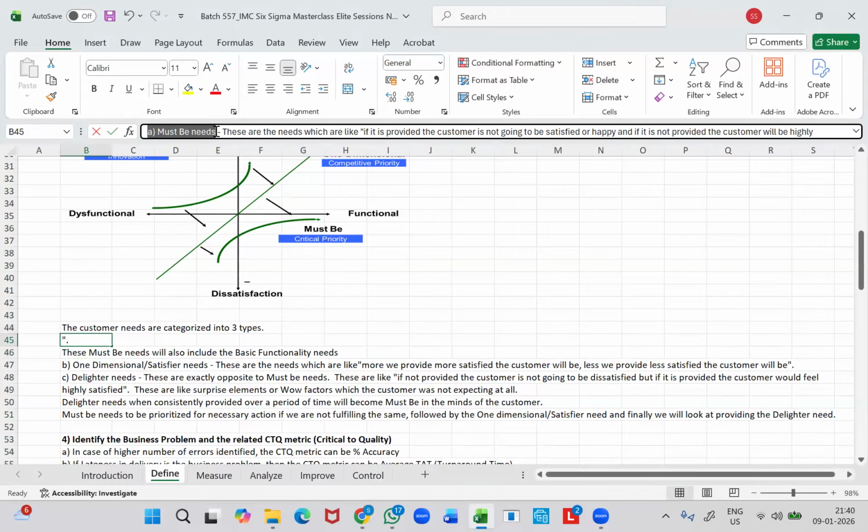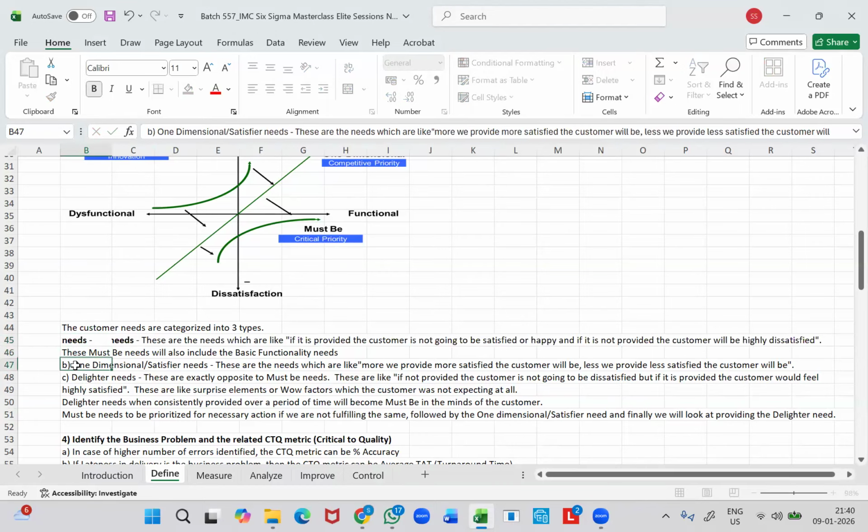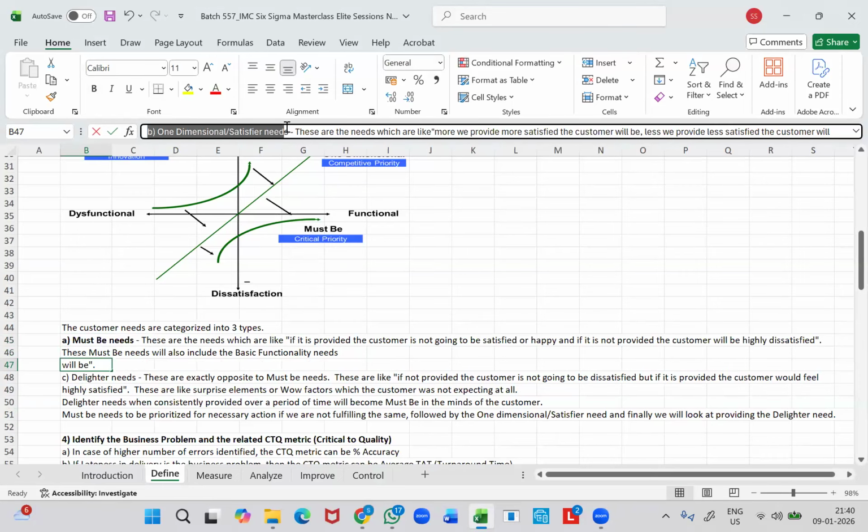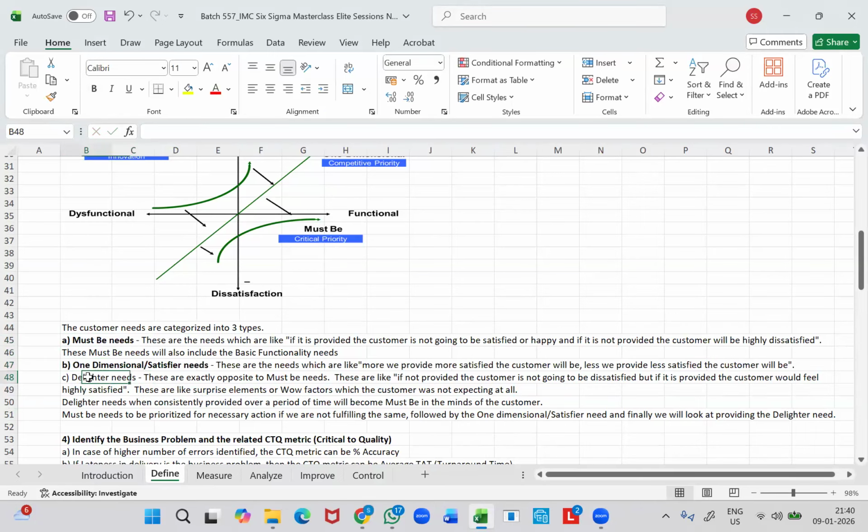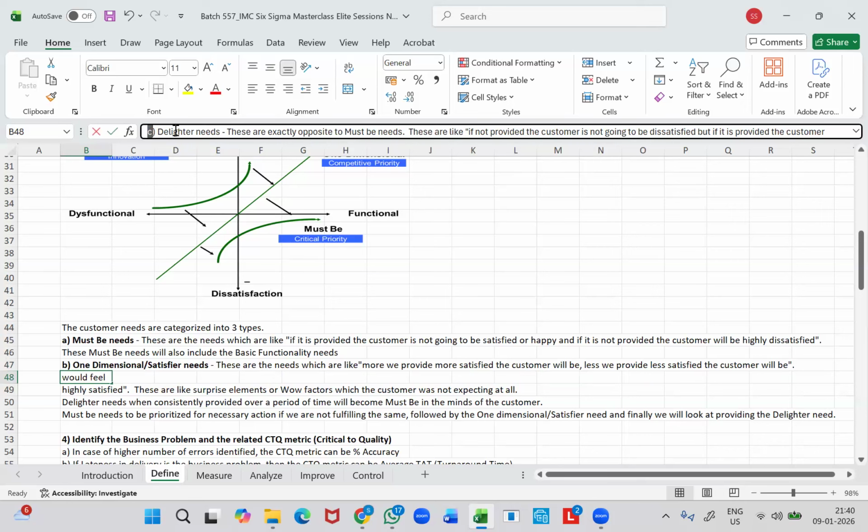And then we have the one-dimensional needs. The one-dimensional or satisfier needs are like, the more we provide, the more satisfied the customer will be. The less we provide, the less satisfied the customer will be. The customer satisfaction will be in direct proportion to the quantum of these one-dimensional or satisfier needs that we provide to the customer. And the third one is the delighter.